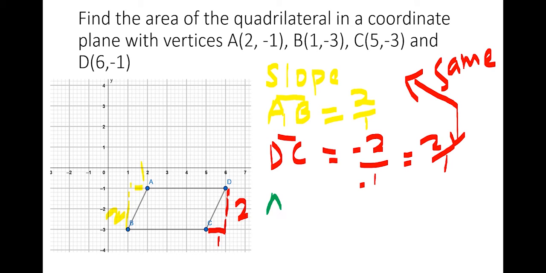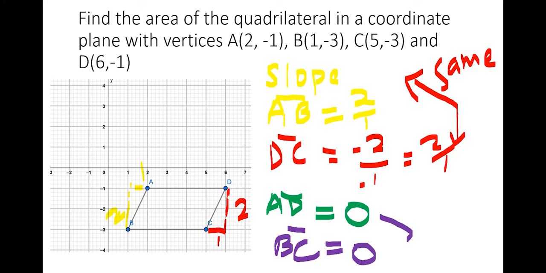Now we find the slope for AD. Just looking at it, it's a horizontal line, so the slope is 0. And for BC, it's also a horizontal line, so the slope is 0. So they are same slope. Same slopes are parallel lines. So opposite sides are parallel, so this is a parallelogram. Now we have to prove opposite sides are same also. So let's go to our next slide.